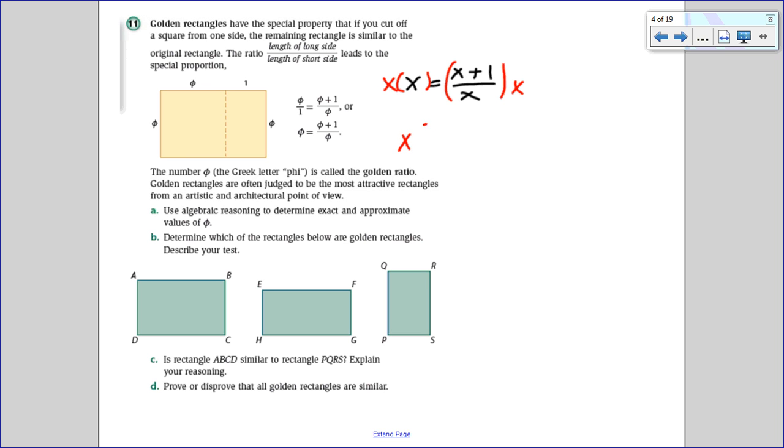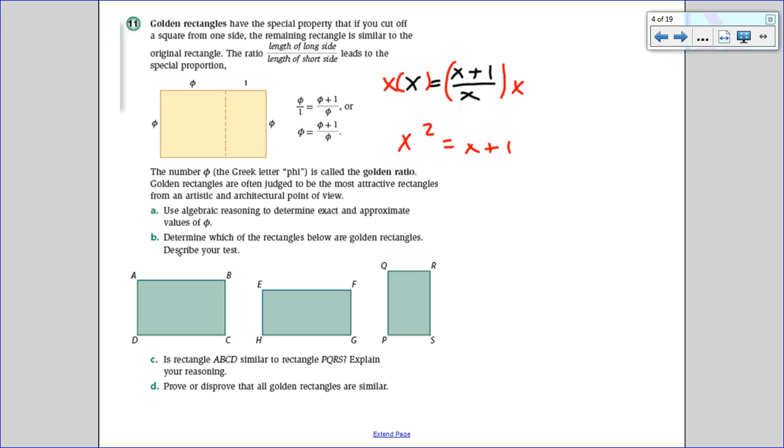I get x squared equals x plus 1. From there, you can notice that it's a quadratic, and you might have to do a little algebra from there, but you can actually find an exact and approximate value of that. So pretty straightforward on that.